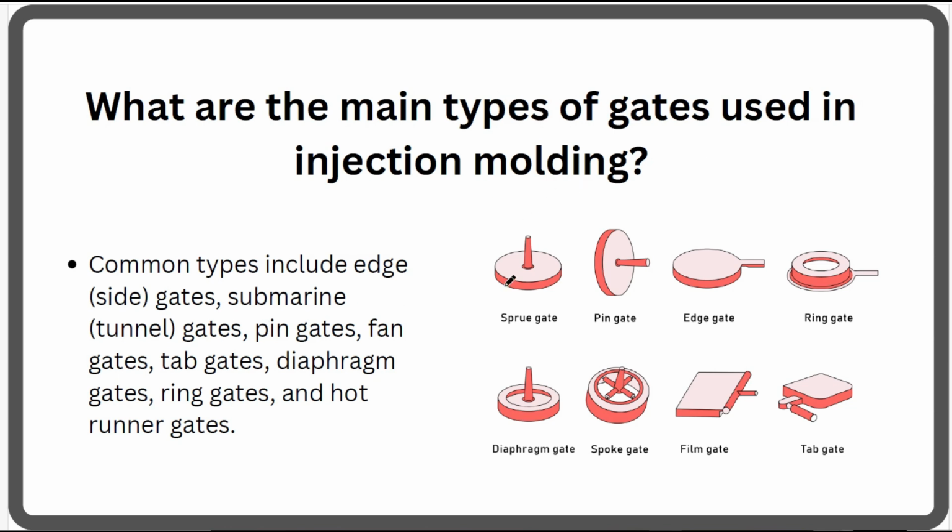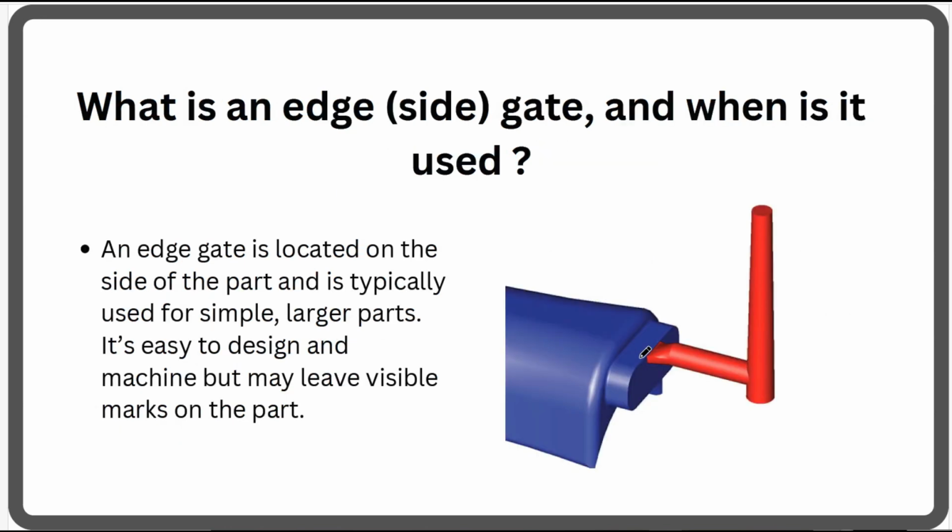So what are the main types of gate used in injection molding? Here you can see there are different types. Some of the common types of gates listed here are the edge gate, submarine gate, which we generally call a tunnel gate, pin gate, fan gate, tab gate, diaphragm gate, ring gate, and hot runner gates. So these are the different types of gate we use in injection molding.